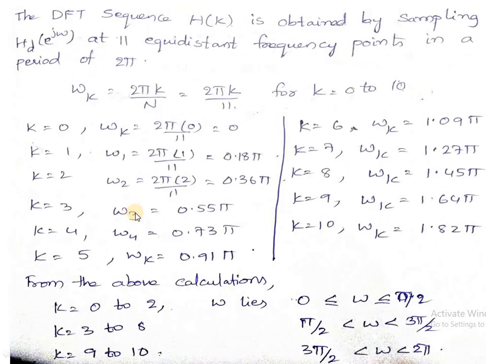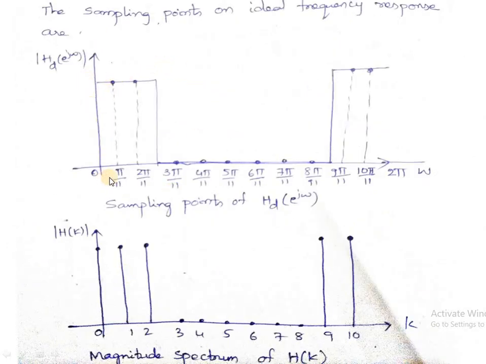Since only 3 points are in the passband of the ideal frequency response, and similarly the last 2 points, 9 and 10, are also on the passband side, I identify my structure something like this, with 0, 1, 2 in the passband, while all the other values are considered to be 0 since they are in the stop band, and once again the last 2 points have unique values of 1. Now I identify this h of k, the sampled version of Hd of e power j omega, with magnitude equal to unity in the passband and equal to zero for all values lying in the stop band. Therefore, I have sampled my Hd of e power j omega and identified h of k successfully.